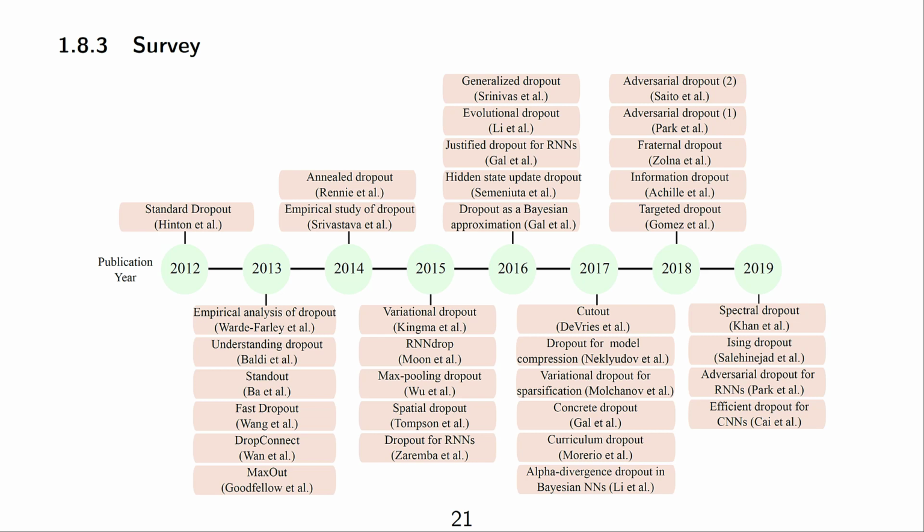So this is a basic technique. I guess it even remains to be the most popular variant, but of course with such a simple technique, everybody can come up with a super small modification or a larger modification. So you see a very large number of alternative versions, maybe DropConnect, variational dropout, spatial dropout, dropout for RNNs, concrete dropout, curriculum dropout, adversarial dropout, efficient dropout for CNNs, spectral dropout, many papers to look at if you're more interested in this topic.